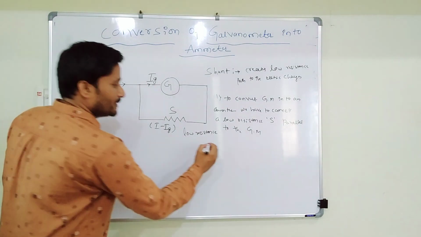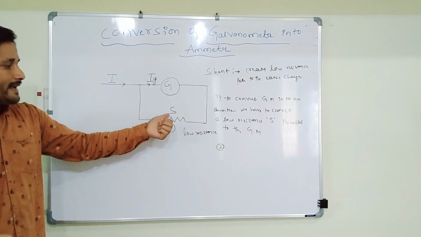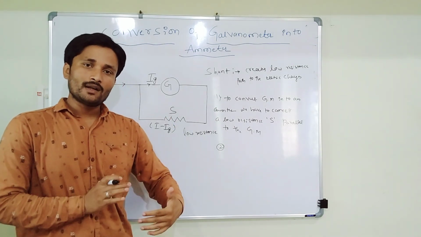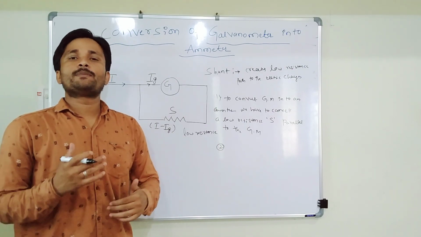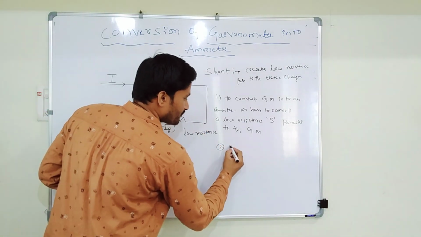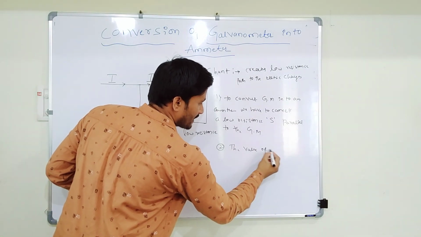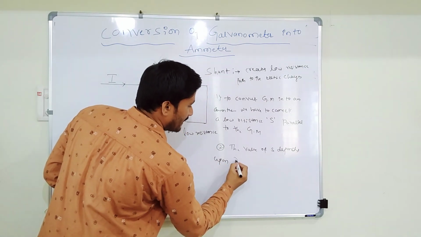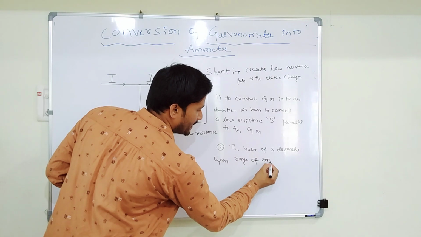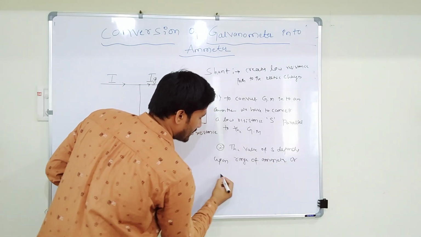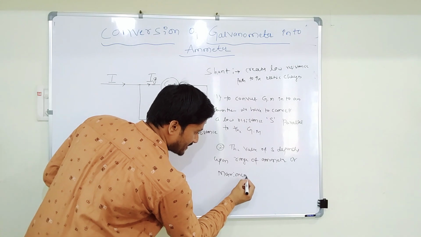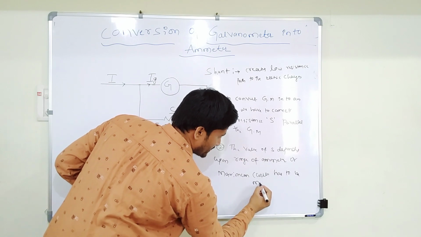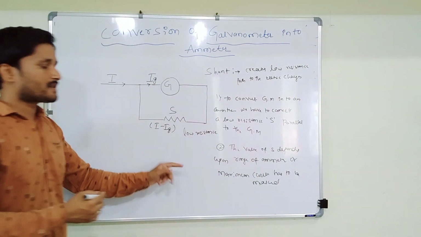The second important point: the value of S depends upon the range of the ammeter, or the maximum current to be measured. This is the second important point.